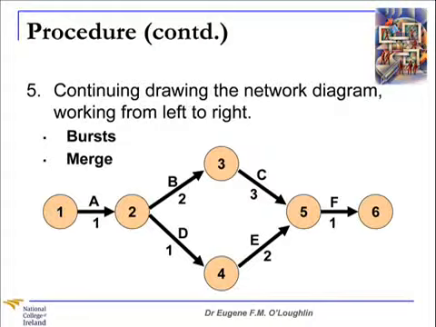So for example, we can see that activity C must follow activity B. In fact, activity C can't start until B is complete. Activity F can't start until both activities C and E are complete. If only one of them is complete, it still can't start according to this diagram.